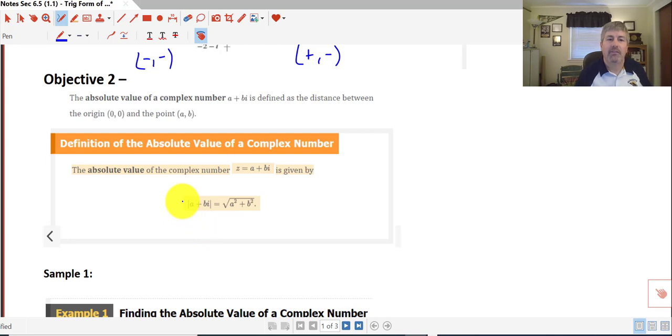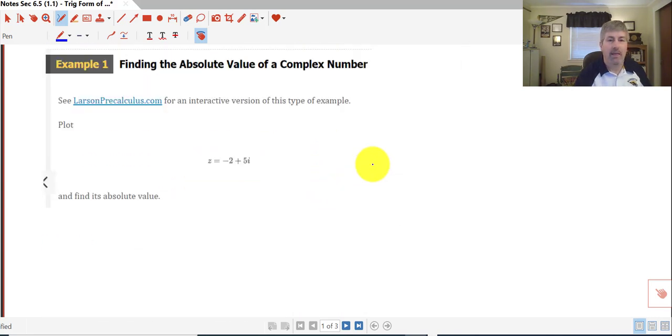Our second objective is to find the absolute value of a complex number. The absolute value of a plus bi, our complex number, is defined as the distance between the origin and the point (a, b), where a is our real part and b is our imaginary part. So this looks a lot like your distance formula. The absolute value of a plus bi is simply the square root of a squared plus b squared. So we'll denote that as r equals the square root of a squared plus b squared.